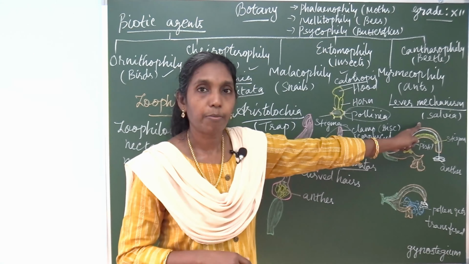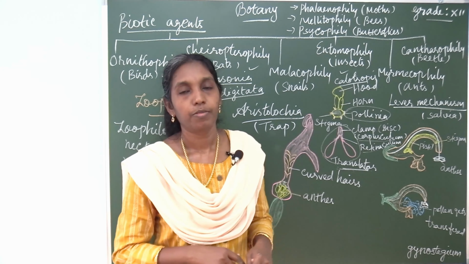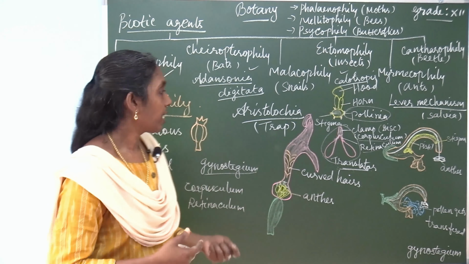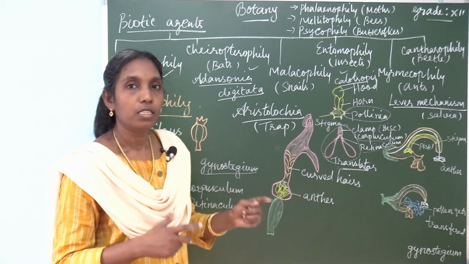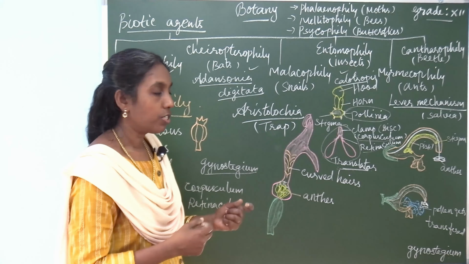In Salvia there is a mechanism called lever mechanism. Let us see one more mechanism which is observed in Aristolochia, that is trap mechanism. Aristolochia is the flower which is reported to show a mechanism called trap mechanism. Look at this flower. This is the Aristolochia flower. This flower also produces a gynostegium, where the androecium and gynoecium are united together. So, this Aristolochia flower shows trap mechanism.